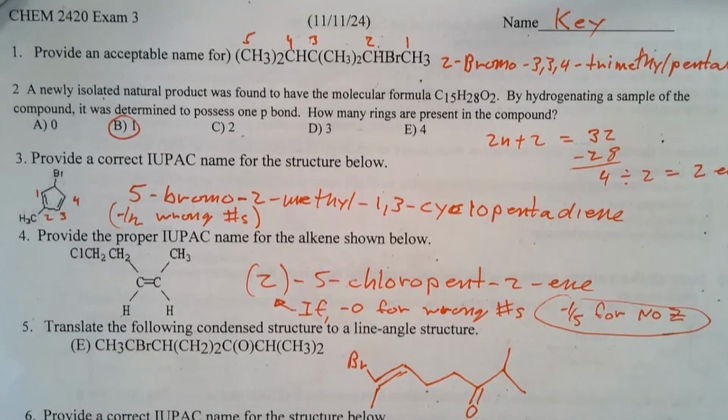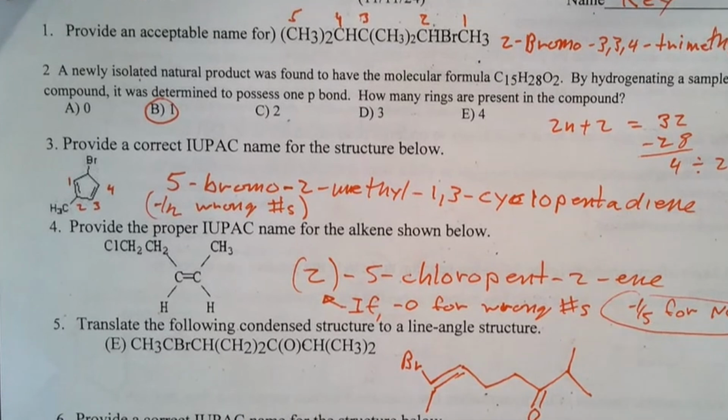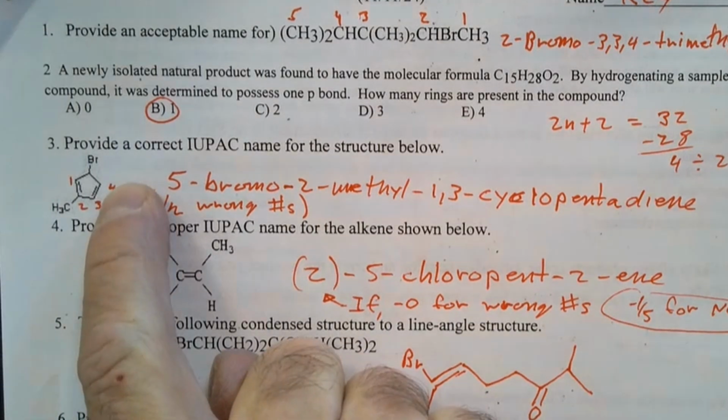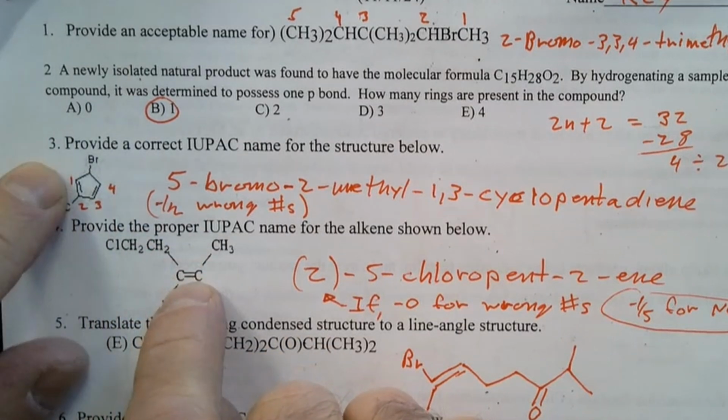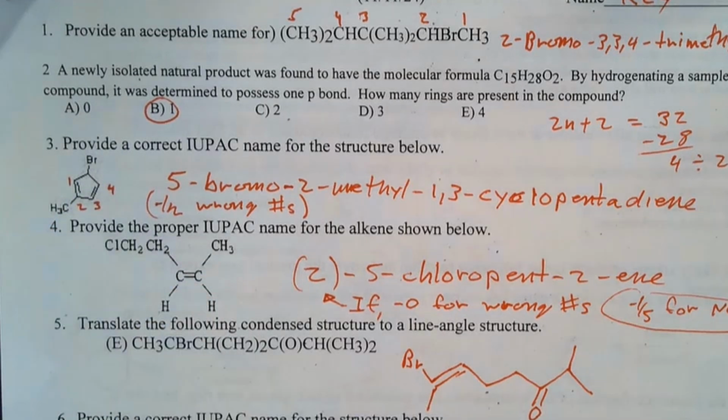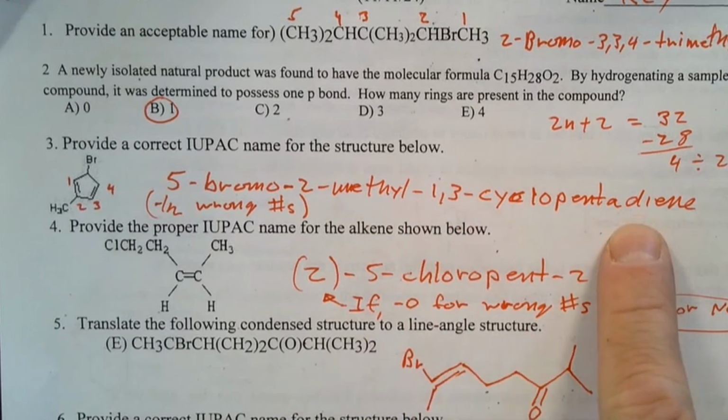2 elements of unsaturation. Provide a correct IUPAC name for the structure below. This is a diene, and we're supposed to give the double bonds the lowest numbers. So once we choose to go through a double bond, we can either start at this double bond or this double bond here. Since we have this substituent, we have to go around this way, which makes that bromine have a 5. So this is 5-bromo-2-methyl-1,3-cyclopentadiene. Or you can put the 1,3 hyphenated here in between the A and the D.